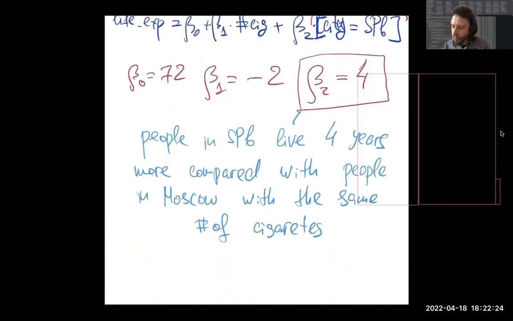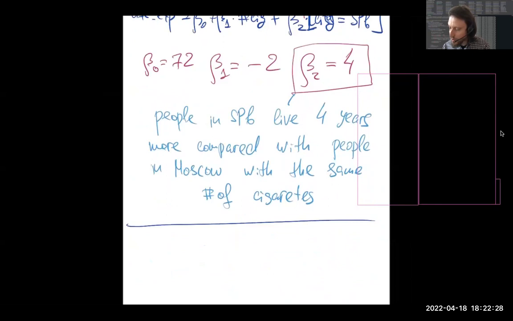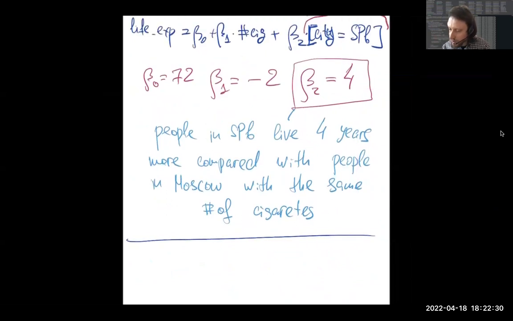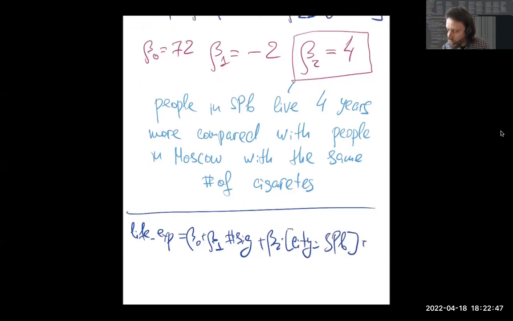And now we can consider an even more complicated model like life expectancy equals beta 2 city St. Petersburg. Can I ask now?